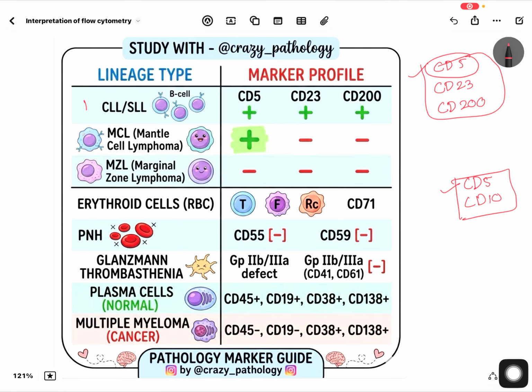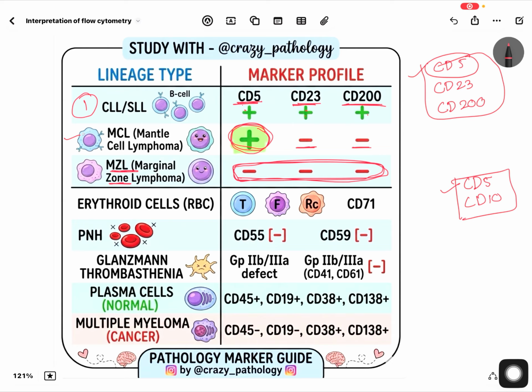Okay, so moving to the first one, that is SLL, that is chronic lymphocytic leukemia. So we have CD5, CD23, and CD200. Always remember this: CD5, CD23, and CD200. Everything is positive in this. Okay, then comes the mantle cell lymphoma. So mantle cell has only CD5 positive, whereas CD23 and CD200 are negative. Okay, then comes marginal zone lymphoma. Marginal zone lymphoma has everything negative. Okay, everything is negative in marginal zone lymphoma.